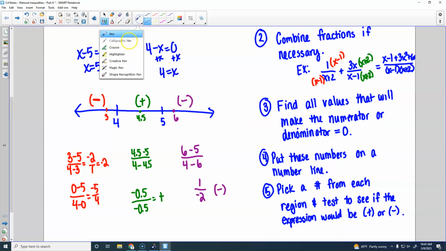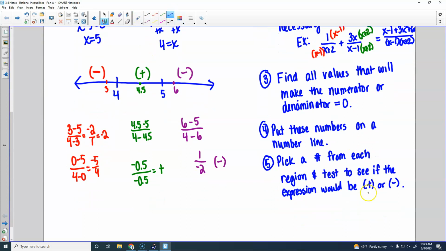All right, and then the last thing that we're going to do, we're going to add it to our steps here, step 6, is we are going to choose the regions that make the inequality true.